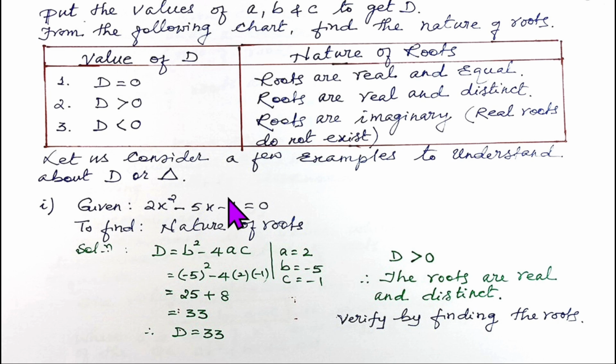Given one equation here, that is 2x square minus 5x minus 1 equal to 0, we have to find the nature of roots. Now we know that D is equal to b square minus 4ac. The value of a is 2 here, b is minus 5, c is minus 1. Put the values here, we get D is equal to 33, and that means D is greater than 0. If D is greater than 0, the roots are real and distinct. That is how we identify the nature of roots. If the roots are real and distinct, then we can find the roots by one of the methods of finding the roots which we have already learned.